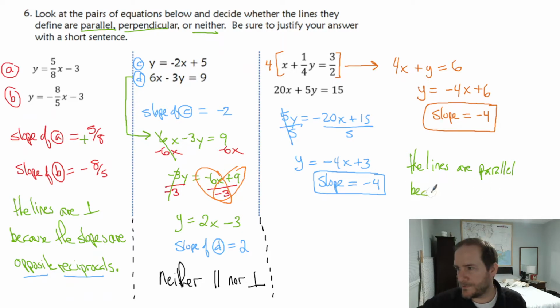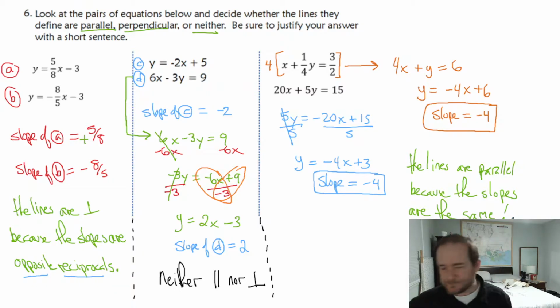Because the slopes are the same. Okay, great. So that's number 6.